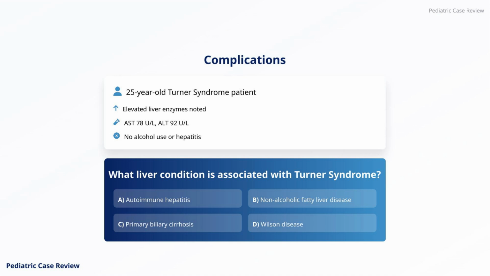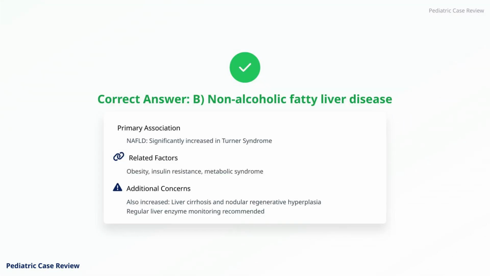Option D, Wilson disease. The correct answer is B, non-alcoholic fatty liver disease is significantly increased in Turner syndrome. This relates to higher rates of obesity, insulin resistance, and metabolic syndrome. Additionally, patients show increased rates of liver cirrhosis and nodular regenerative hyperplasia. Regular liver enzyme monitoring is recommended as part of comprehensive care.